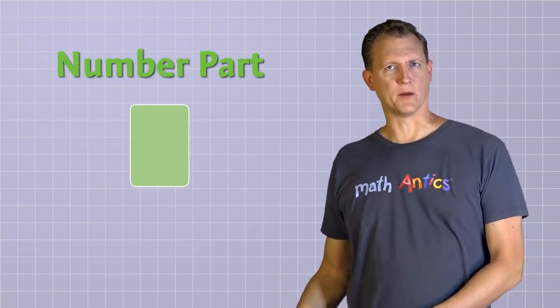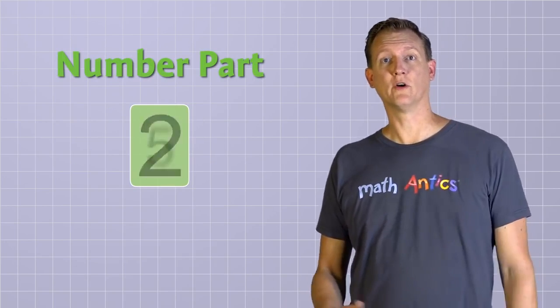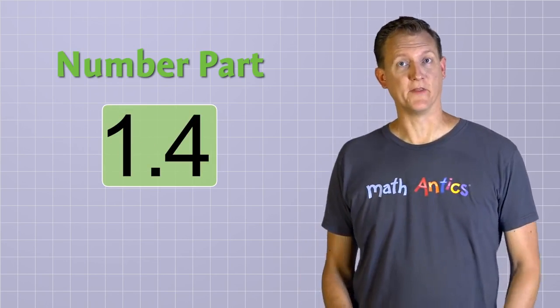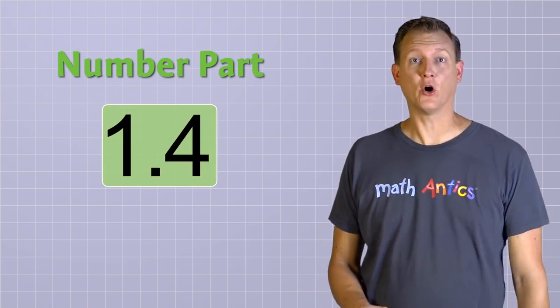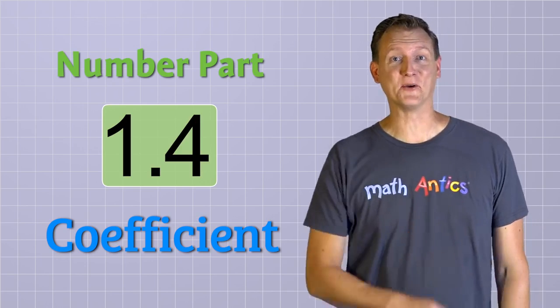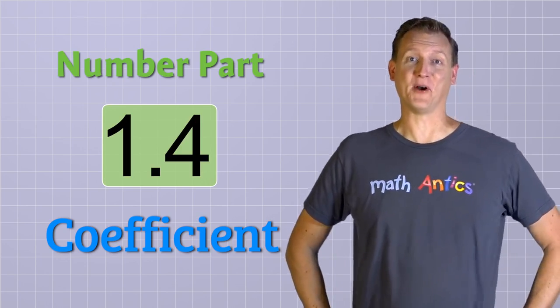The number part is pretty simple. It's just a number, like 2 or 5 or 1.4. And the number part has an official name. It's called the coefficient.